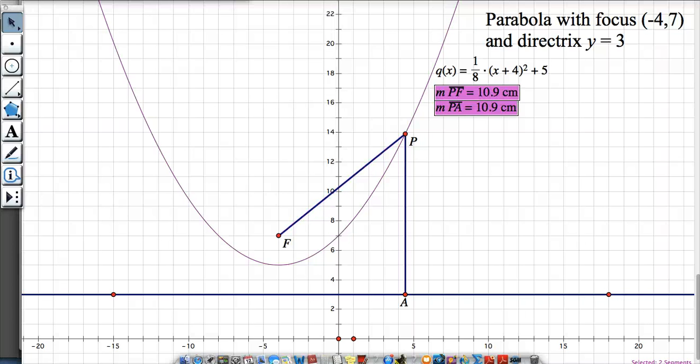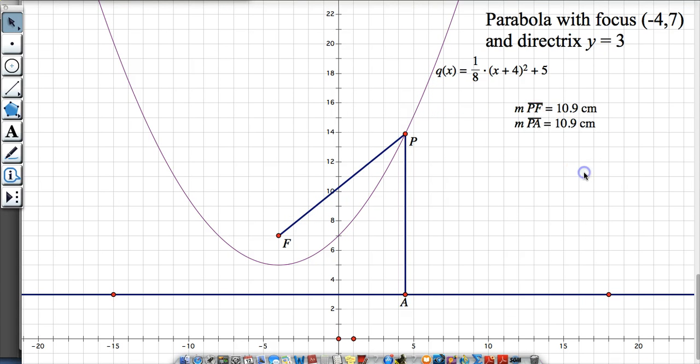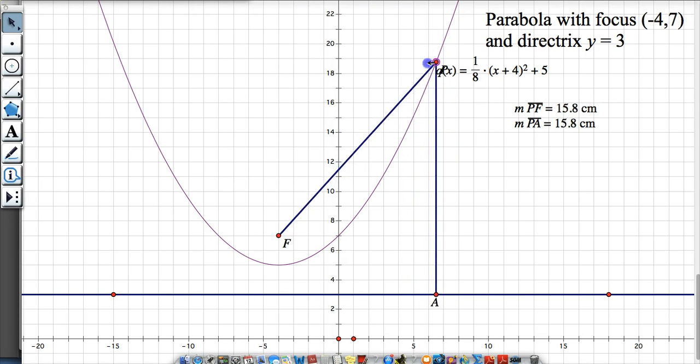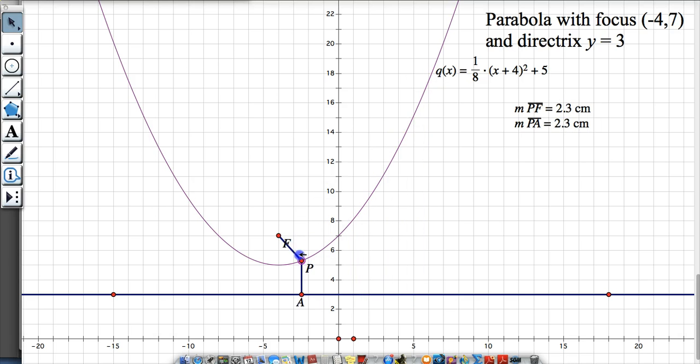So in any case, I'm going to measure the lengths. And we see that PA and PF are both 10.9 centimeters. And we want to make sure that we didn't just have some extreme luck and just happen to get them both the same. So we want to vary the location of P. And we'll notice that no matter where P is on the parabola, that distance from the point to the focus and the point to the directrix is always the same. And from that, we should be pretty convinced that the equation that we found is the correct equation.